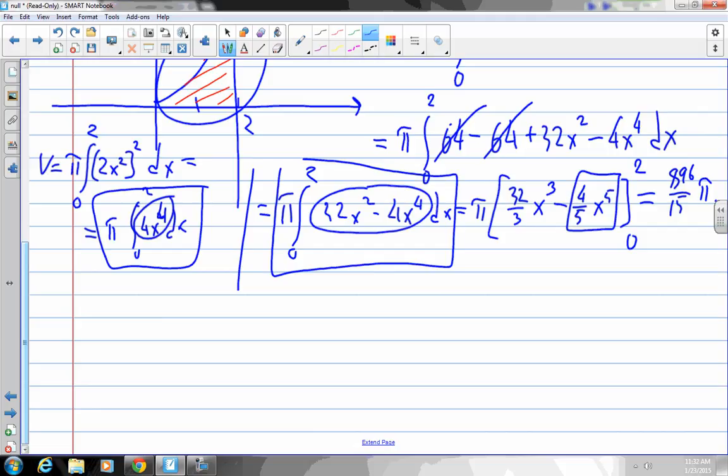Can you say that? Well, you cannot say that, because then you can have different functions that contain the same area. All right, if I keep computing, then it's pi 4/5 x to the fifth from 0 to 2, right? So we can actually compute that. You'll get 32 times 4, 128. So it's 128 pi over 5, and we got 896 pi over 15.